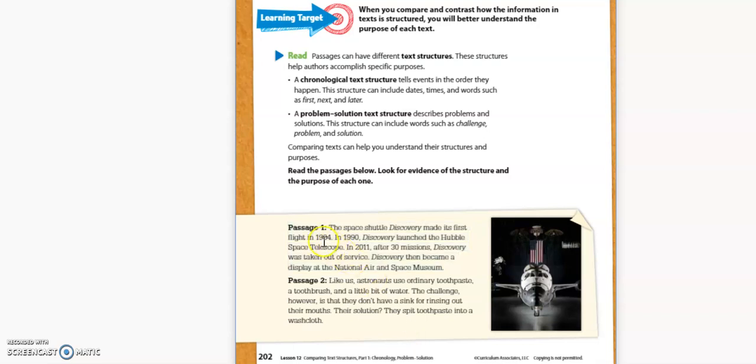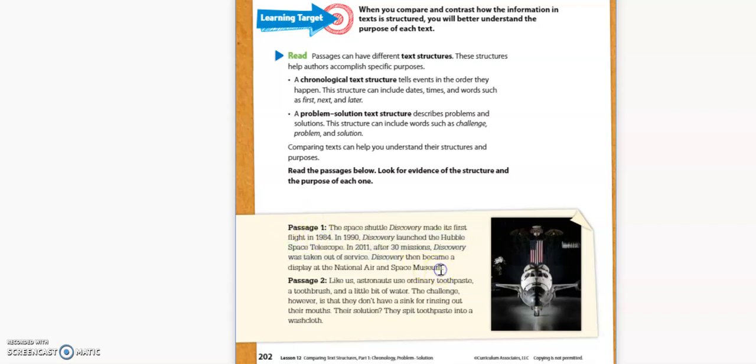All right, if you answered dates, you are correct. If you answered times, numbers, okay, you are correct. We know that dates will appear, times will appear in what type of text structure? Chronological. So that means that our first passage here, the example they gave us, is using chronological text structure. Again, they are using that because we see dates in this passage.